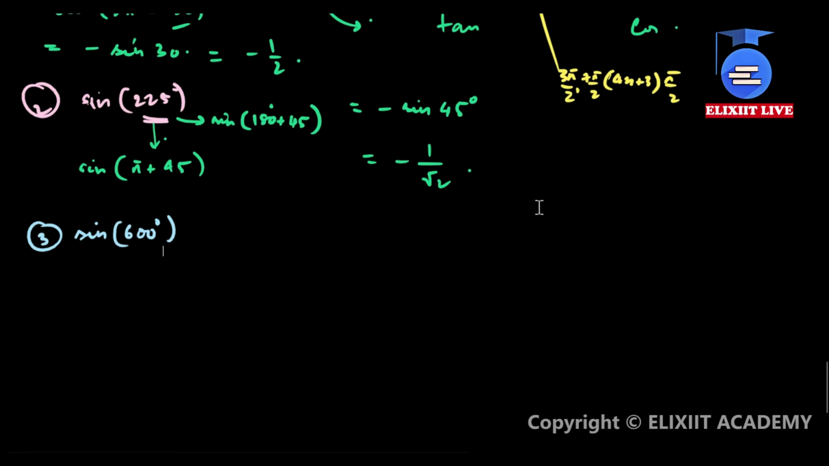Sine 600. This is a nice one. Sine 600. Minus root 3 by 2. Okay, let's verify. We're getting different answers. Sine 600, I am telling you, sine 600 is root 3 by 2. Okay, you're getting root 3 by 2.